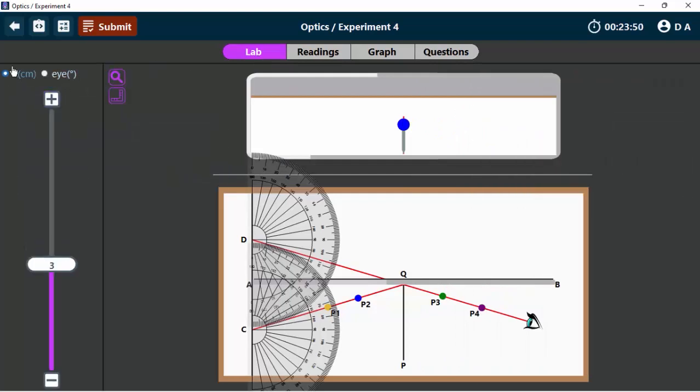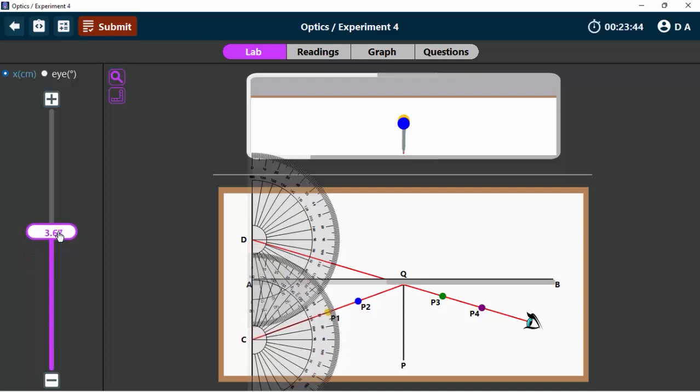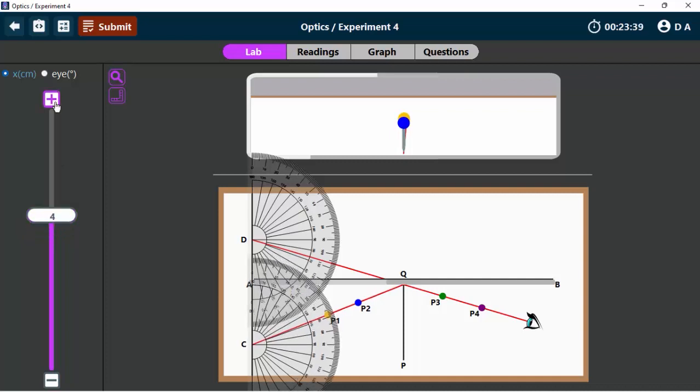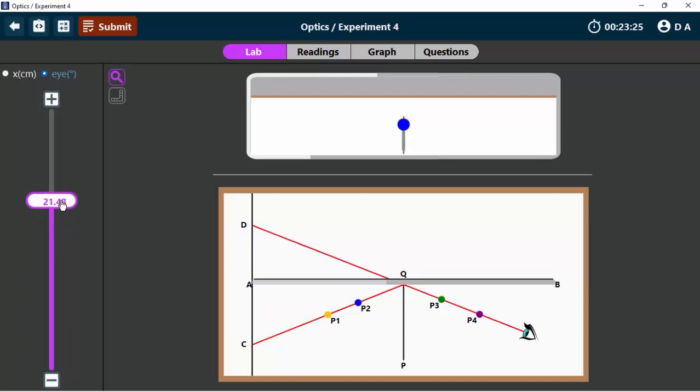So the next thing we want to do is to get the reading when x equals 4. What you want to do is to go back to x, then make the distance between A and C to be 4 centimeters. Once you do that, position your eye and get the new points P3 and P4, which is where the pin at P2 covers or aligns with the pin at P1 when looking through the mirror. You can check properly to see if they are aligned. I think they are almost perfectly aligned.